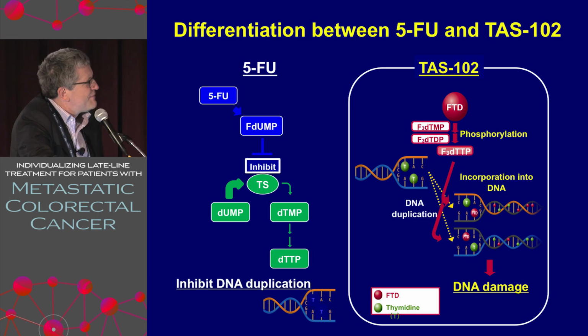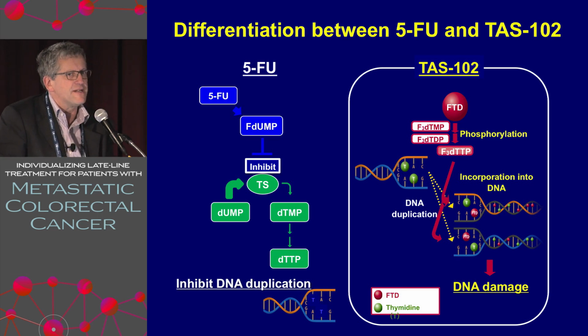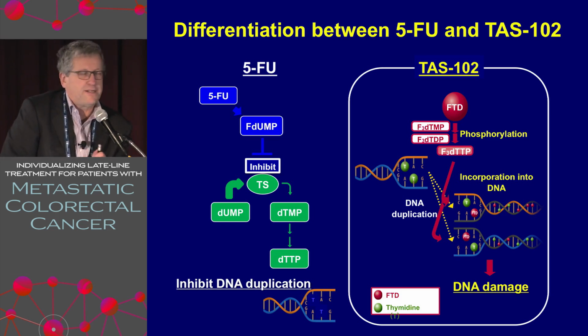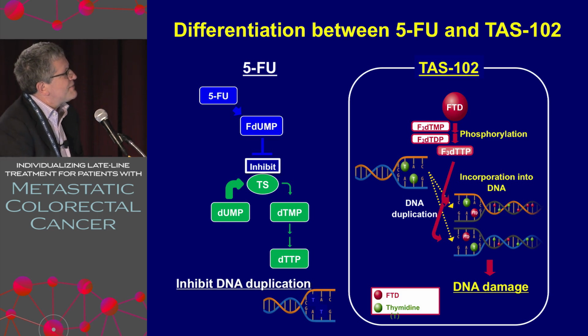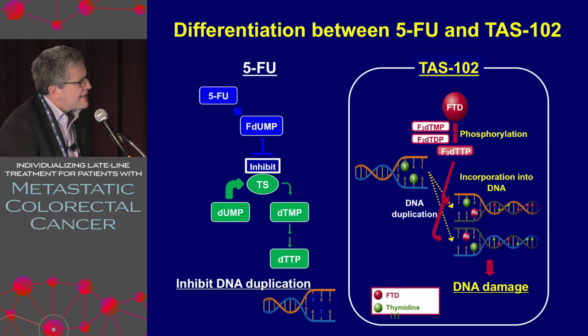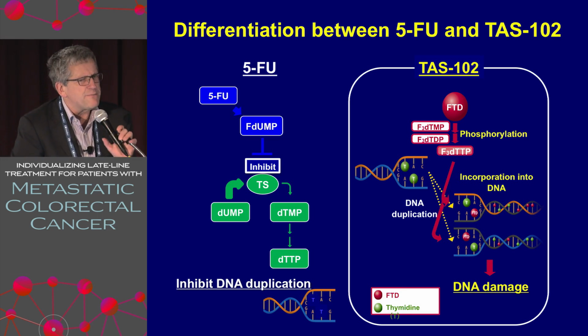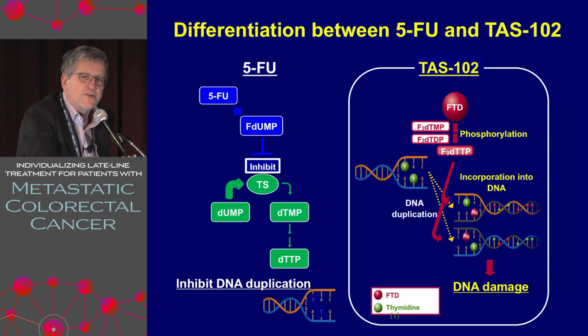5-FU, through inhibition of thymidylate synthase, inhibits DNA duplication, while TAS-102 is incorporated into DNA and leads to DNA damage. And also here, this drug has activity according to the RECOURSE data, we discussed that. Axel mentioned, I don't know whether you paid attention to that, that he is not sure about the dose, and I can agree with what he said, especially for further development.